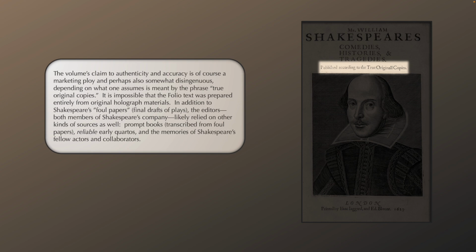But in addition to Shakespeare's foul papers, these were final drafts of plays called foul papers, the editors of the 1623 folio, both of them members of Shakespeare's company, the King's Men, likely relied on other kinds of sources as well. And those sources probably included prompt books that were used by the actors. These were probably transcribed from the foul papers in Shakespeare's autograph. Reliable early quarto editions of the plays we know were used as well. And then, of course, the memories of Shakespeare's fellow actors and collaborators were probably consulted to create this text.